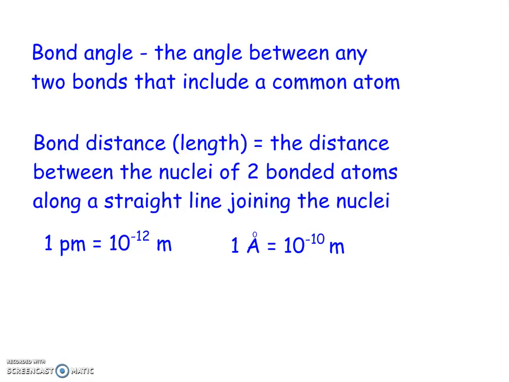The bond angle is the angle between any two bonds that include a common atom. And the bond length, or bond distance, is the distance between the nuclei of two bonded atoms along a straight line joining the nuclei. Bond distance can be measured in either picometers, where 1 picometer is 10 to the negative 12th meters, or in angstroms, and 1 angstrom is 10 to the negative 10 meters.